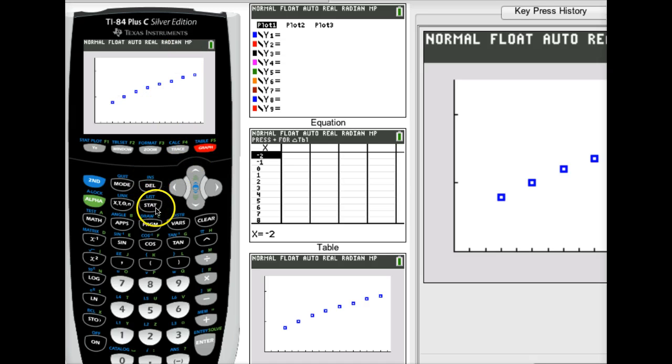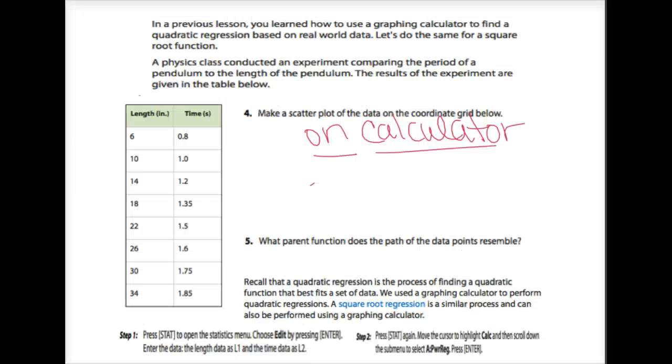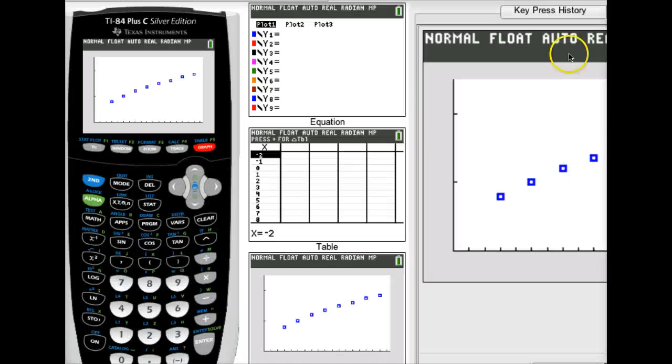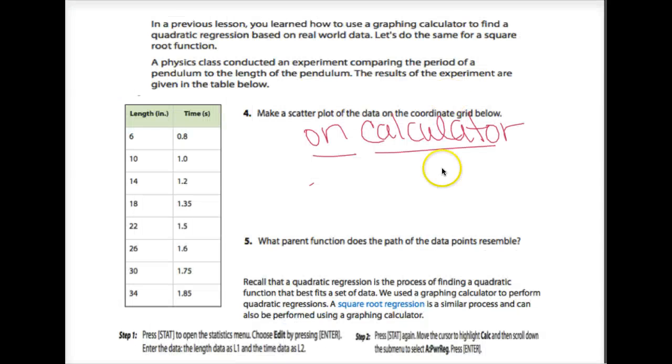All right, so number 5 in the lesson then, once we have that: what parent function does the path of the data points resemble? So if we look at the shape, it's gradually going like this. It looks like an eyebrow, and that's our square root function. So that's what we're going to say here in number 5, that it resembles the parent function f of x equals radical x, or remember that that's the same thing as x to the 1/2. So both of those are correct answers.